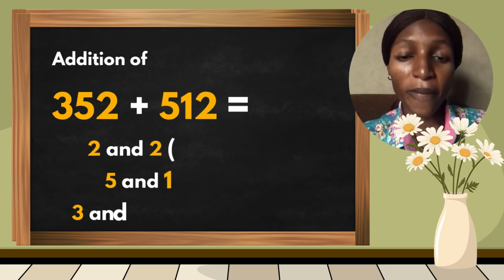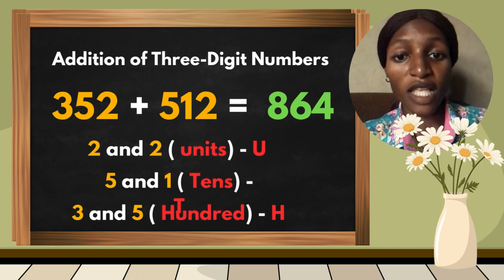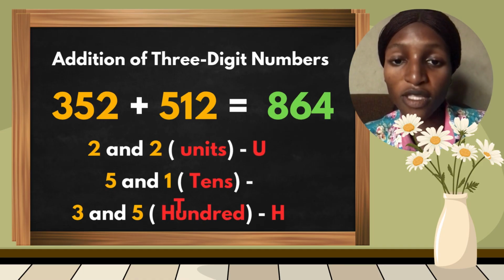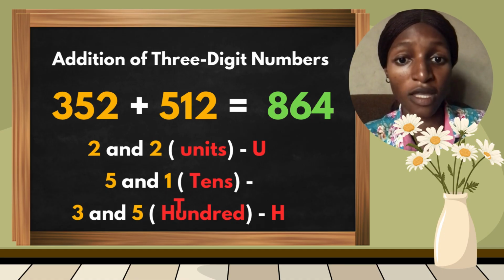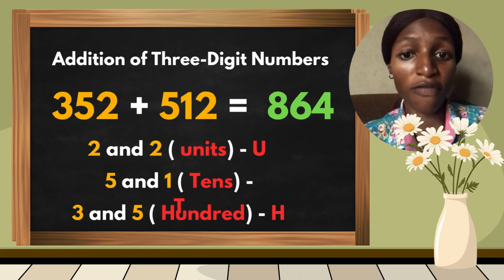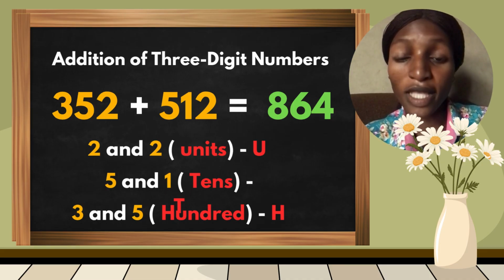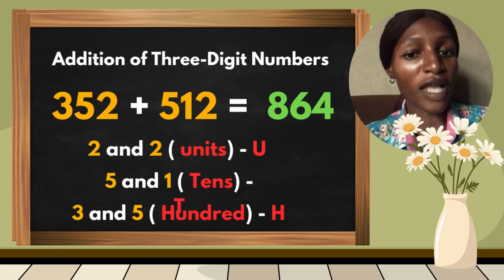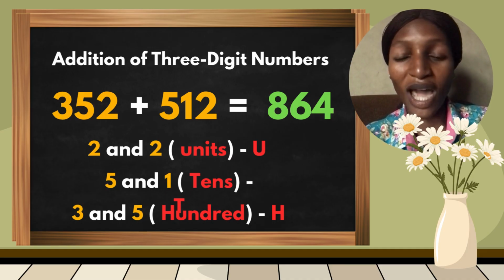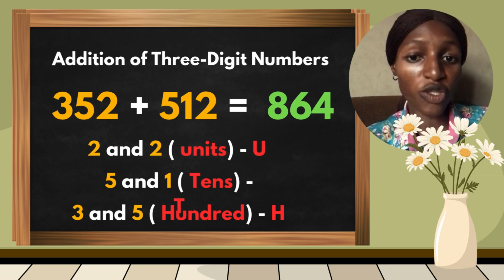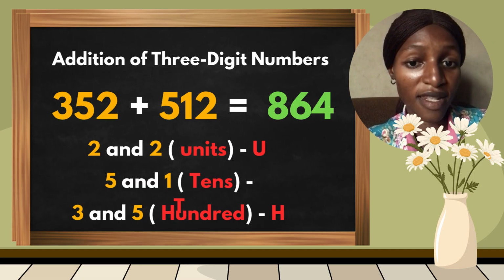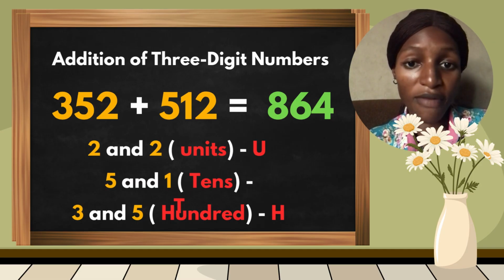Let's check three-digit numbers. A three-digit number has hundreds, tens, and units. The smallest is the unit, and then follow the tens and the hundreds, unlike the two digits that are just limited to tens and units. Now we have 352 and we have 512, which will give us 824. You can see in 352, the 2 is the units. Then the 5 and the 1 are tens.